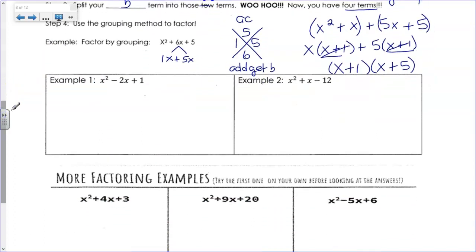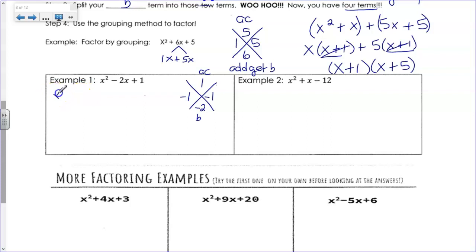So let's look at this term here. We're going to draw our little x here. We're going to write A, C, and B on the bottom. So 1 times 1 is 1, and I need it to become -2. So what are the factors of 1 that, when I multiply, will give me 1? That's 1 and 1. But I need them to be -2 when I add them together, so they both need to be negative. -1 plus -1 is -2. -1 times -1 is +1.